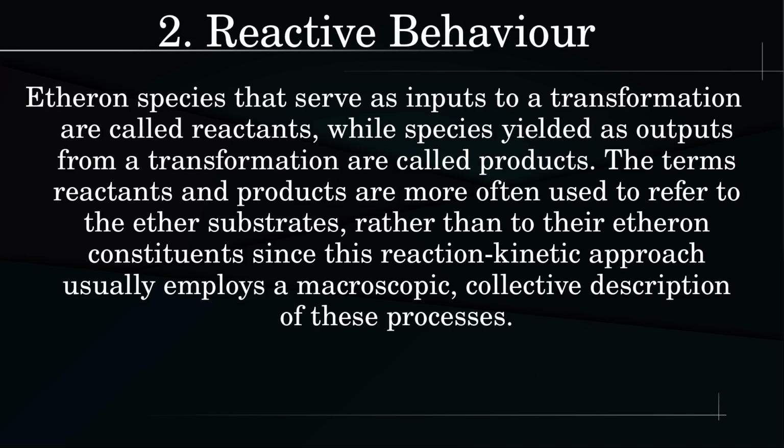Etheron species that serve as inputs to a transformation are called reactants, while species yielded as outputs from a transformation are called products. The terms reactants and products are more often used to refer to ether substrates, rather than to their etheron constituents, since this reaction kinetic approach usually employs a macroscopic collective description of these processes.